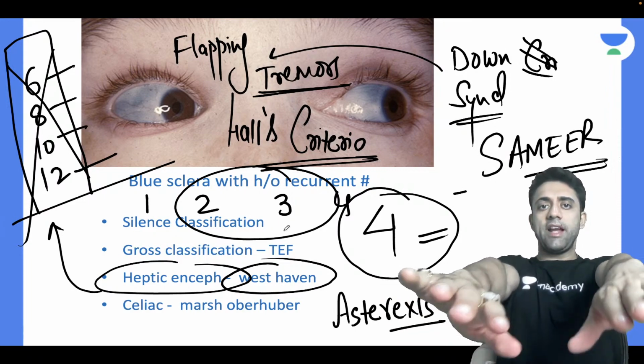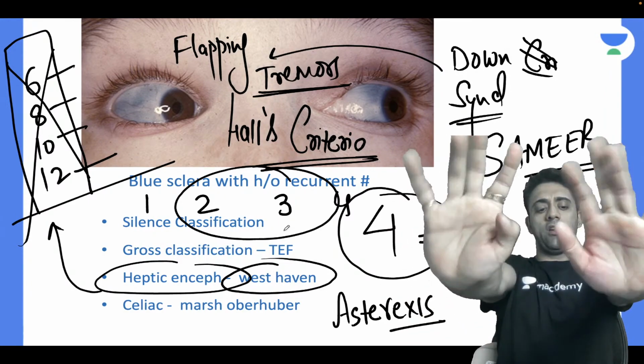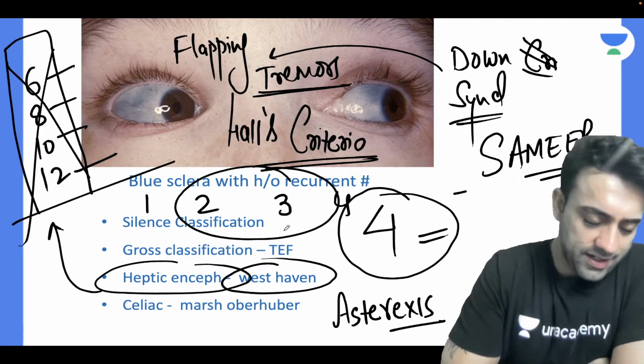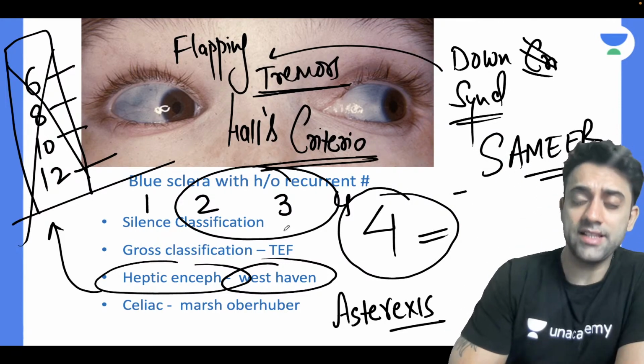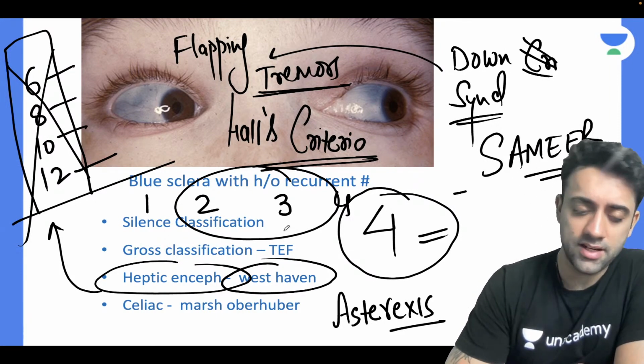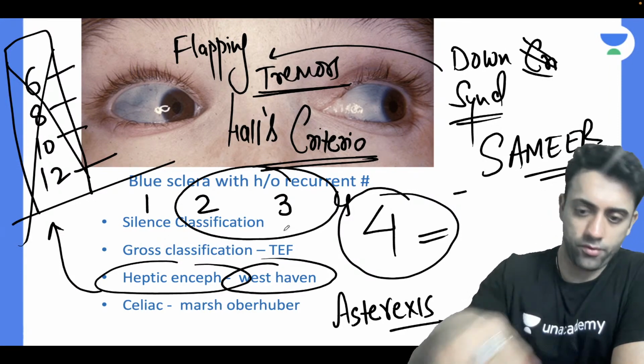You take the patient's hand like this, do like that, and he will do like this. This is known as flapping tremors, or asterixis. It is seen in stage 2 and stage 3 of hepatic encephalopathy. Asterixis is absent in stage 1 and stage 4.